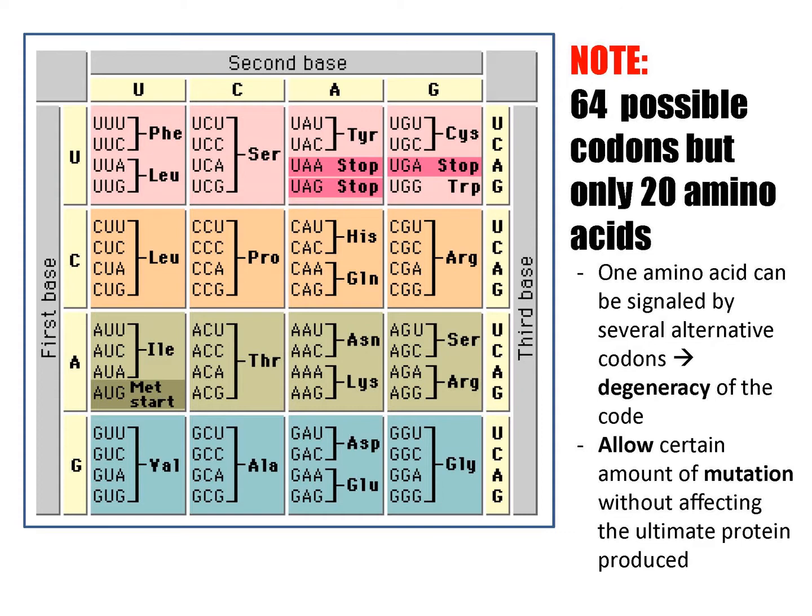So one amino acid can be signaled by several alternative codons. So this is called degeneracy or redundancy of the code. So this allows a certain amount of mutation without affecting the ultimate protein produced, as I mentioned earlier.